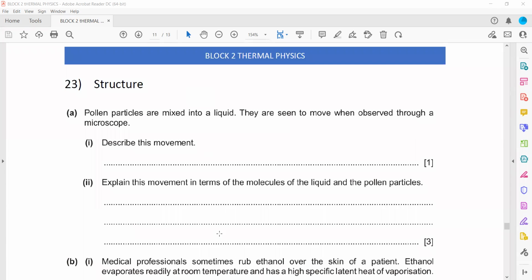Next question. Pollen particles are mixed in a liquid. They are seen moving when observed through a microscope. Describe the movement. So what kind of movement will they have? They will have a random movement, or a random motion, like they will not move in a specific direction. They will continuously change their direction. So we call that random motion. Then explain this movement in terms of molecules of the liquid. So molecules of the liquid are continuously colliding with the pollen.